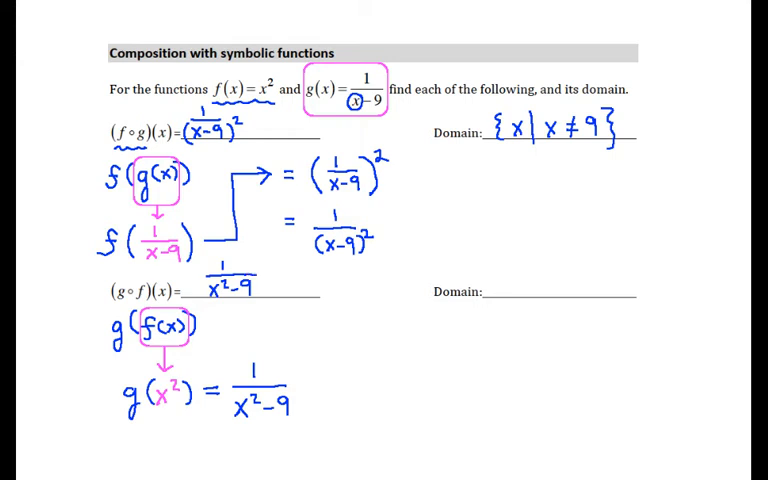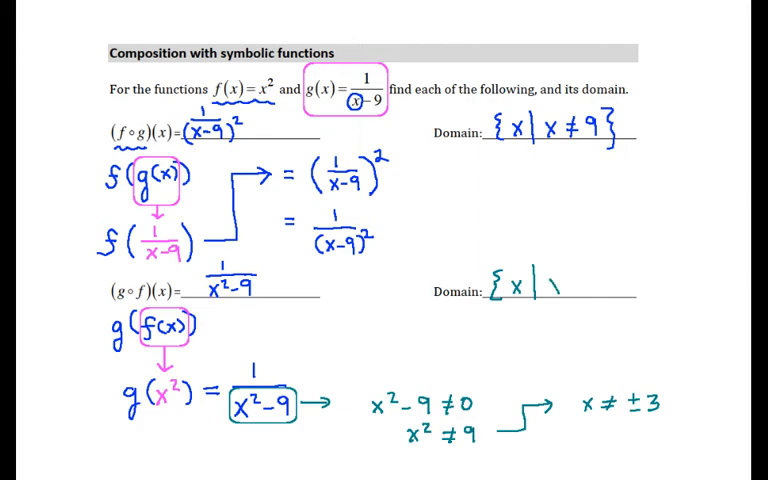And to find that domain, I again need to find the values that make the denominator equal to 0. So this denominator, x squared minus 9, I could solve this equation. We could think of it as not equal to 0. I could solve this by factoring or by square root. I'll go ahead and just go with square root, remembering to consider both the positive and negative square roots. So we can see that this domain is the set of all x such that x is not equal to plus or minus 3.